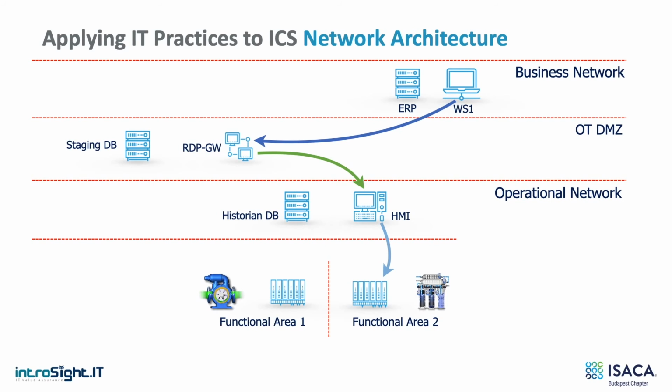While applying security best practices to the ICS network, this architecture also supports the goal of process reliability, as the isolated operational network is self-sufficient and will continue to function even in cases of communications failure with any of the other networks.